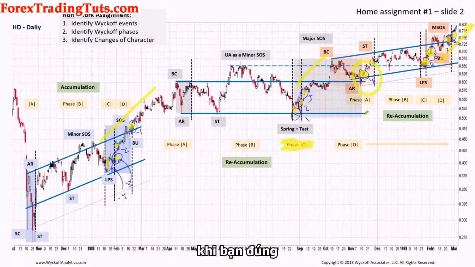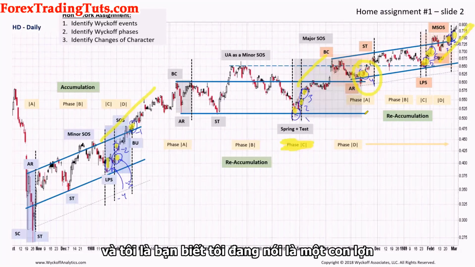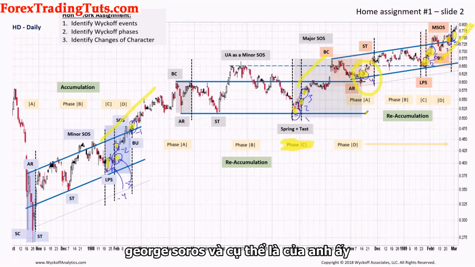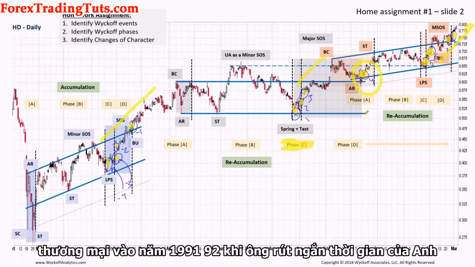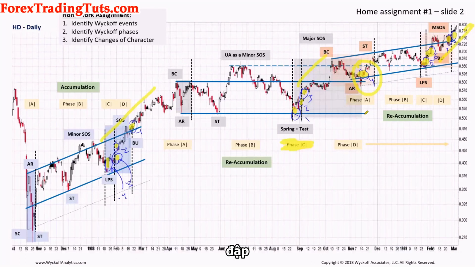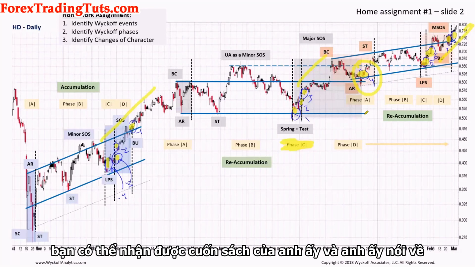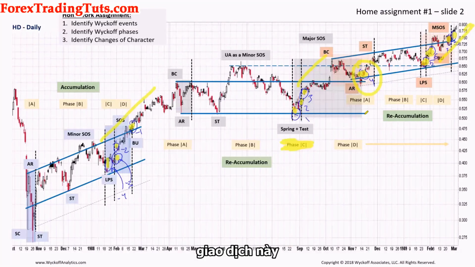So when you're right, be a pig. Don't be scared. And I'm saying be a pig. Obviously, I'm referring to George Soros, and specifically his trade in 1991-92 when he shorted the British pound. So I was reading about this trade, and you can get his book, and he talks about this trade.